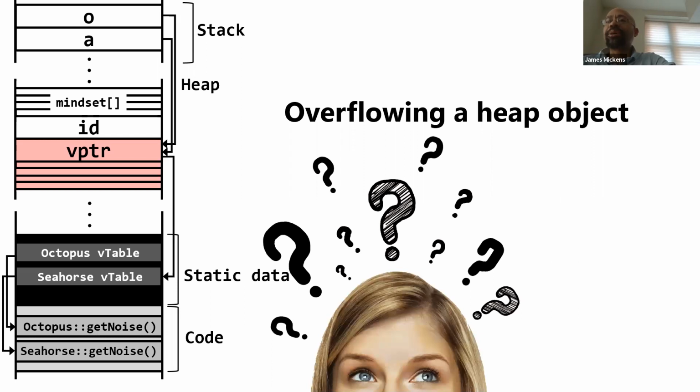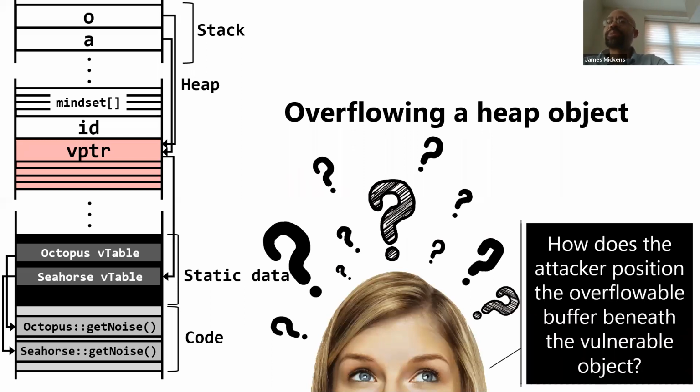So we look at this and you might think, okay, I've got a question. How exactly does the attacker position that overflowable buffer on the heap beneath the vulnerable object? It seems very unlikely that the attacker will just get lucky and, by pure chance, find an exploitable object with an overflowable buffer on the heap right next to another object whose V pointer we want to corrupt, or whose function pointers we want to corrupt, and so on and so forth. So how does the attacker do this?